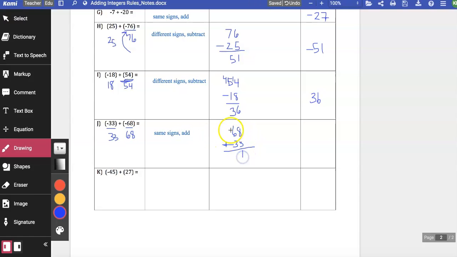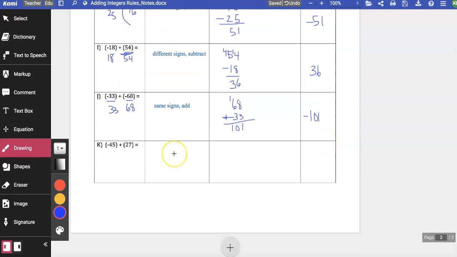8 plus 3 is 11. Carry the 1. 6 and 3 is 9. Plus 1 is 10. So we get 101. Now, you have to keep the same sign. So if signs are the same, you add, and then you keep the same sign. So if you have a negative 33 and a negative 68, that is equivalent to negative 101 when you combine them. All right, letter K, our final problem.